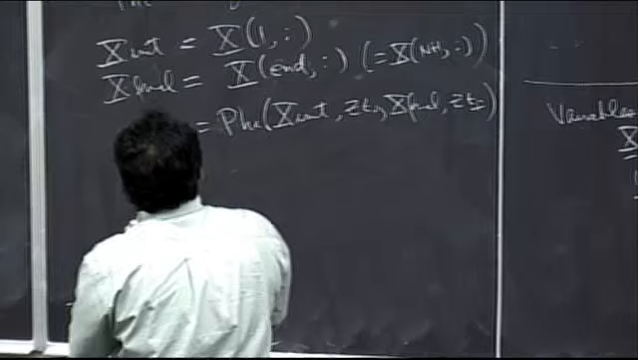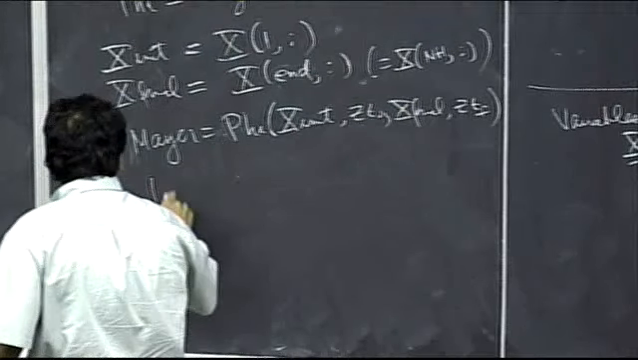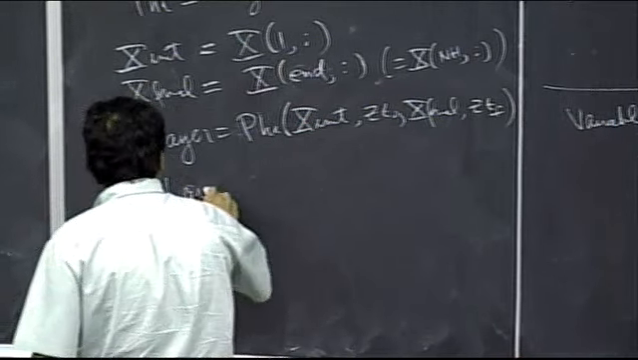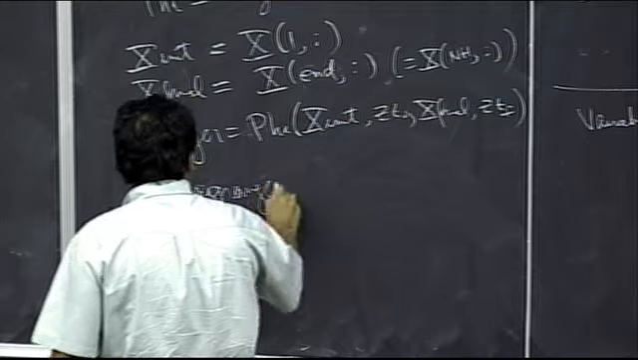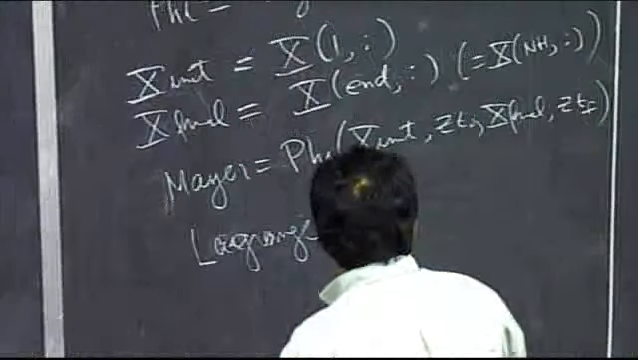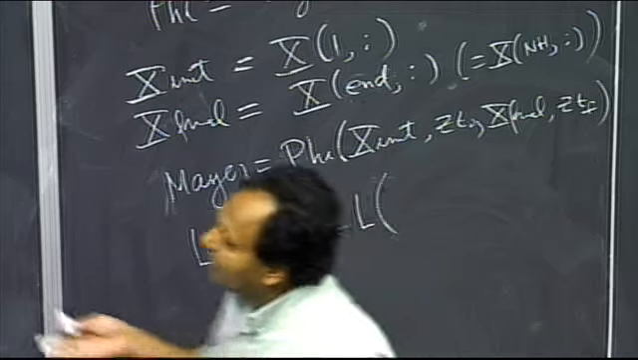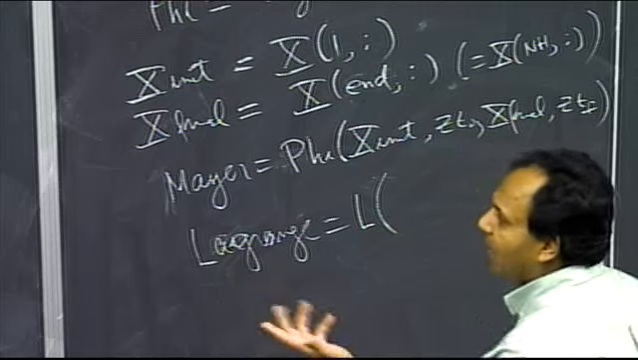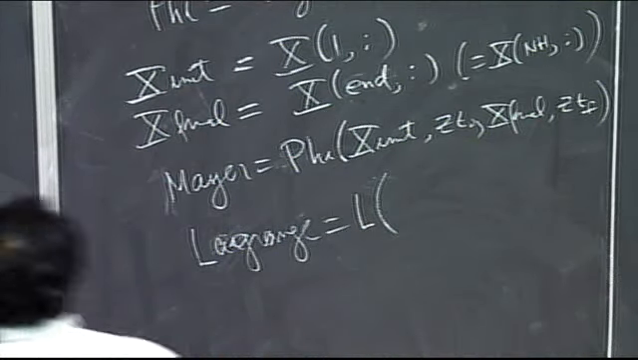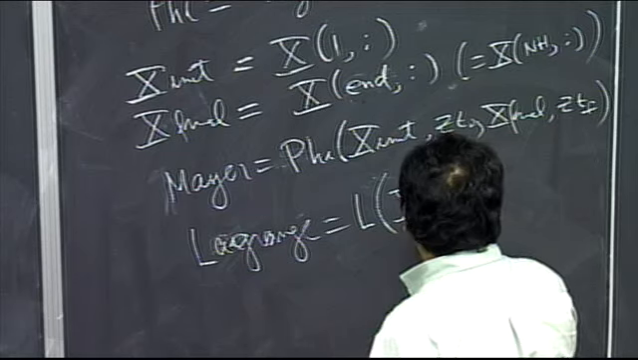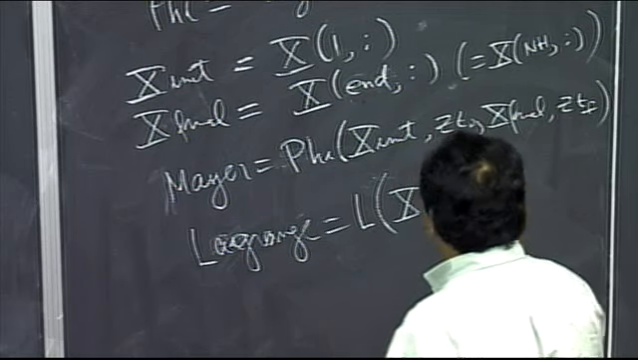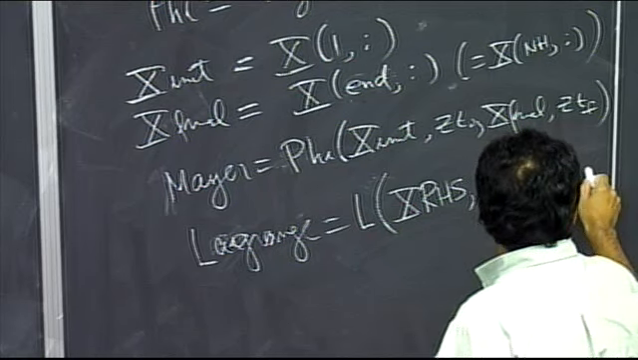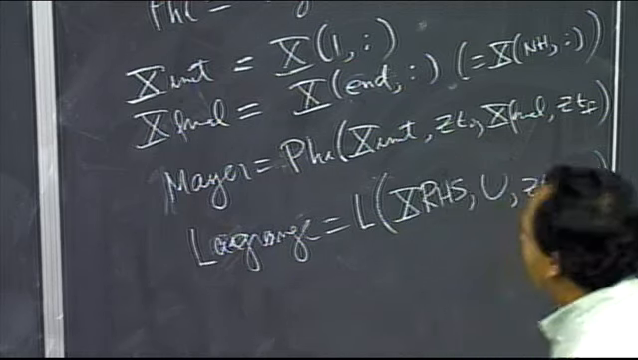Now I've got to do the Lagrange cost. Let's call it Lagrange. It's going to equal L evaluated where? Remember that the Lagrange cost function is only evaluated at the Radau points, right? It's not evaluated at the final point. So it's going to be X, RHS, U, and ZT0 and ZTF. So that evaluates my Lagrange cost.